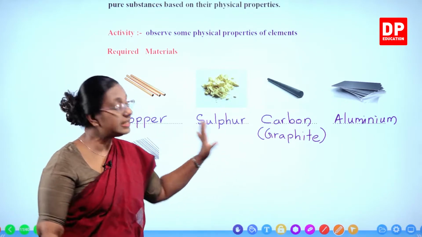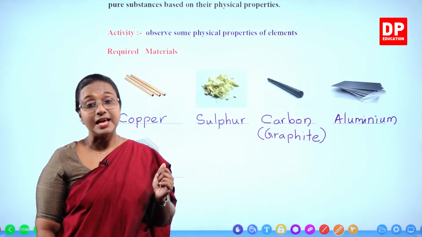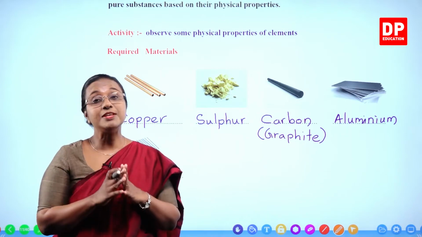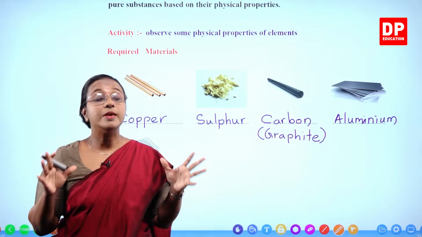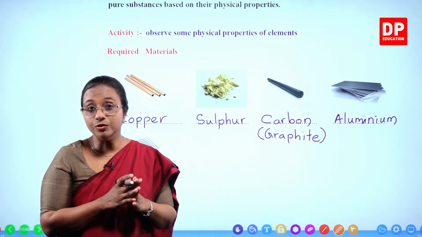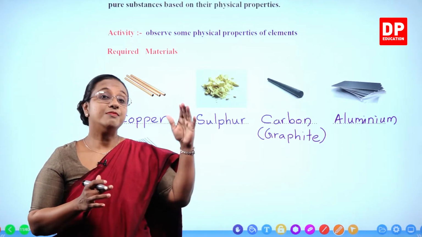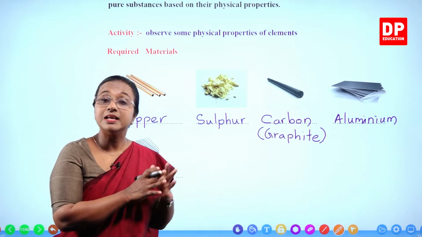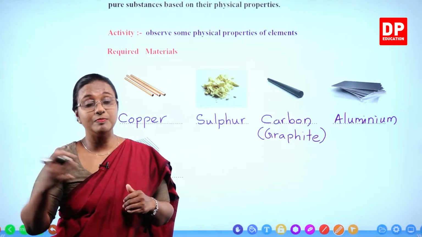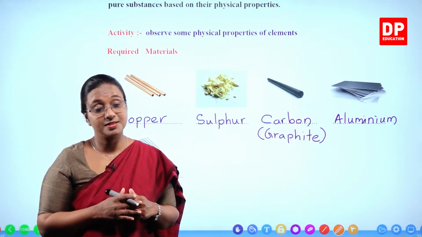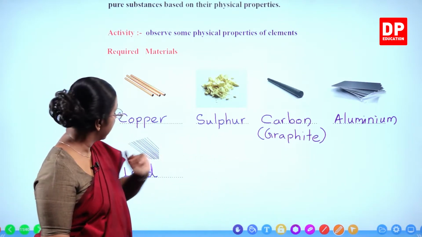We have already seen these metals. We have used them for different purposes. I have showed you all these elements before also, so you're familiar with the properties. We are going to recall them, and based on those properties, we are going to classify them into two types, that is the metals and non-metals. So if there are certain properties, they come under the category of metals. If they possess different properties, they will be classified under non-metals. Is that clear, students? So these are the elements: copper, sulfur, carbon, aluminium, lead.